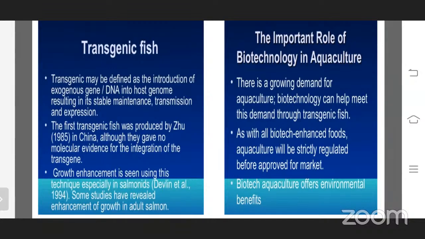The transgenic fish. Trans means changed, genic means genetically. Genetically changed fishes, genetically modified fishes, genetically manipulated fishes. They are called genetically modified, genetically changed, genetically converted fishes. Those are what we call transgenic fishes. Transgenic fishes are introduced or made by using biotechnology.